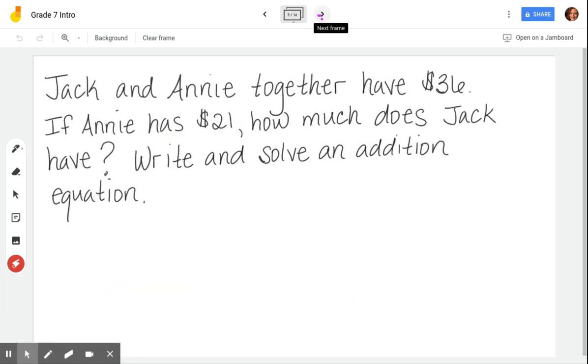Jack and Annie together have $36. If Annie has 21, how much does Jack have? Write and solve an addition equation. Okay, so I know right away that I could do 36 minus 21 and find out how much Jack has. But I'm being asked to write an addition equation.